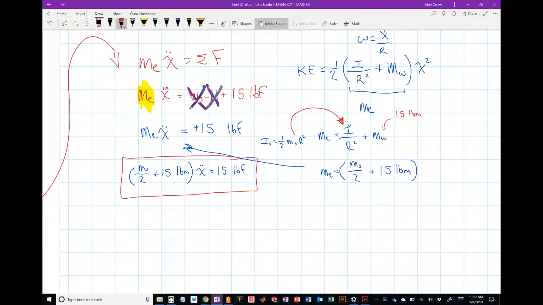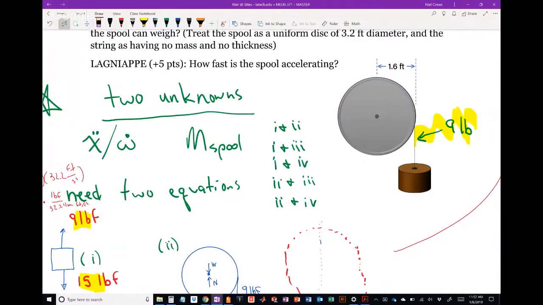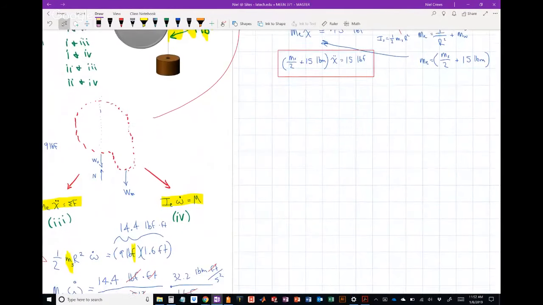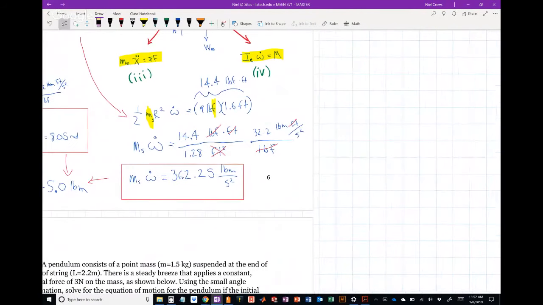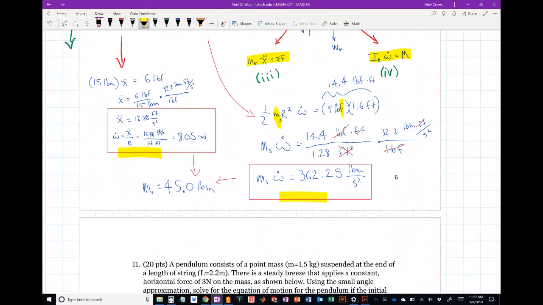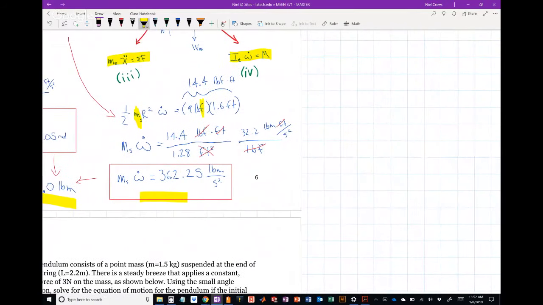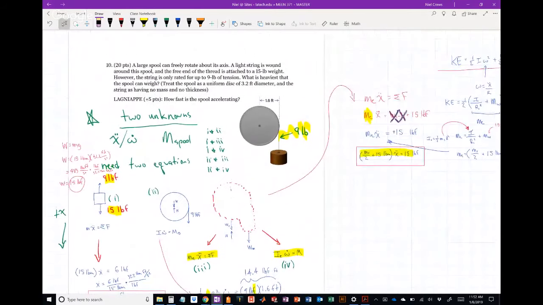You can use this equation with either of these others, either with that one or with this one, and you'd be able to solve again for the mass of 45 pounds and for the omega dot, which is that Lagrange. What this is asking for is this omega dot.